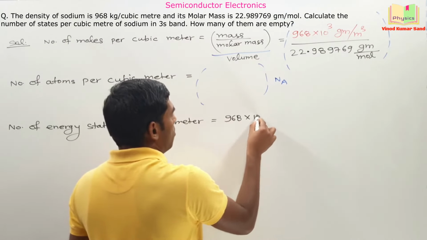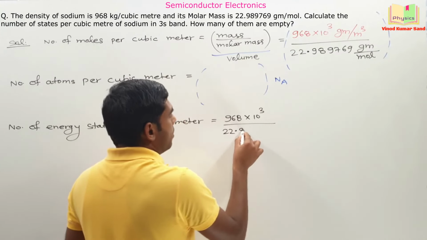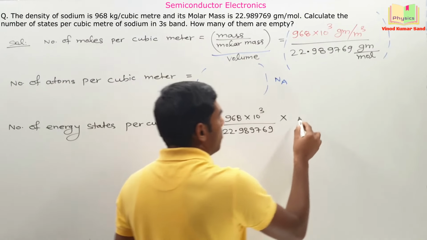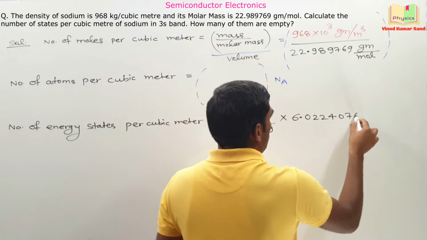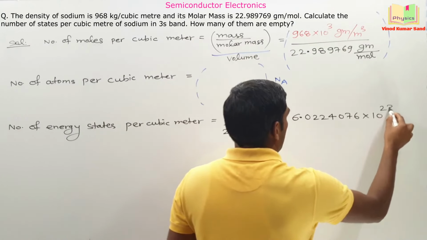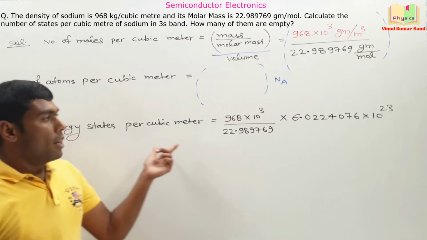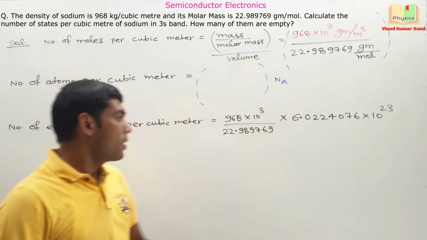968 into 10 to power 3 divided by 22.989769 into 6.0224076 into 10 to power 23. These many energy states will be actually available. This is the value of the Avogadro number.